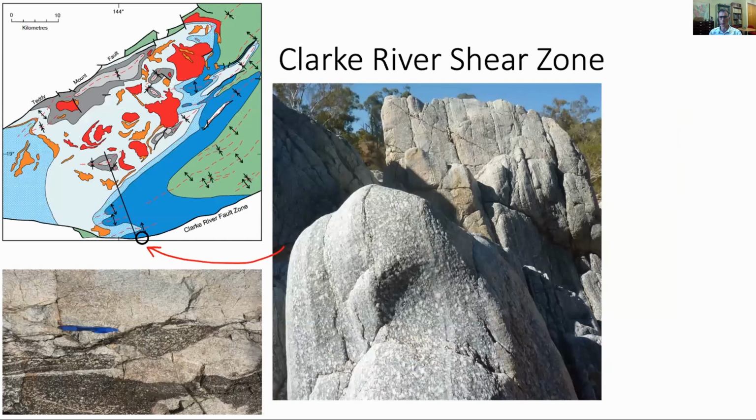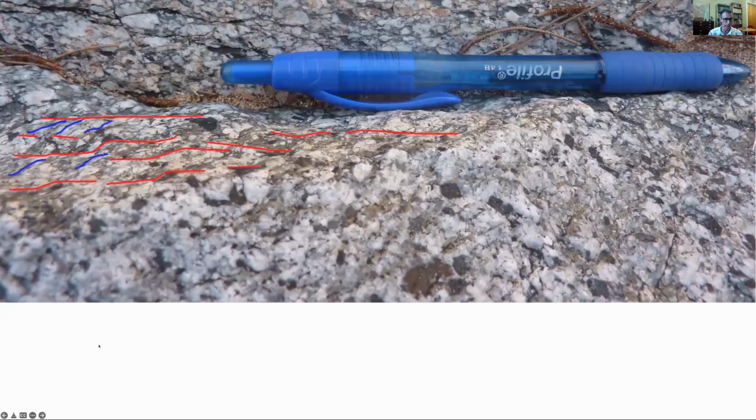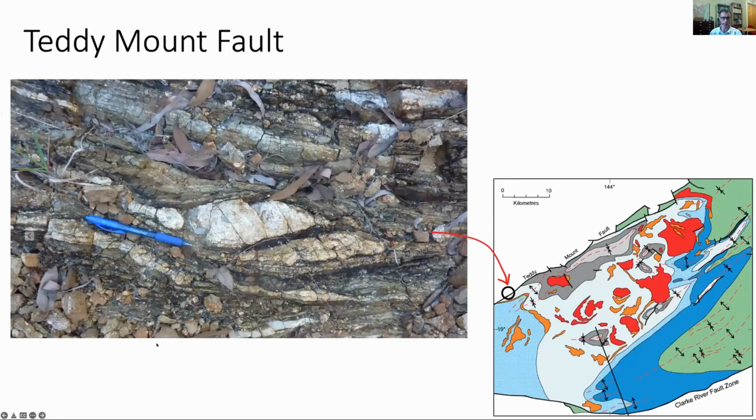So indeed, when we go to the Clark River shear zones, we find steeply dipping mylonitic fabrics. You can see the south dipping mylonitic fabrics here, and very clear dextral kinematic indicators. We can see SC structures as well in the mylonitic granites showing dextral kinematics. If we go to the Teddy Mound fault, we find similar types of structures, steeply dipping mylonitic fabrics and clear dextral kinematic indicators like this nice sigmoid here.